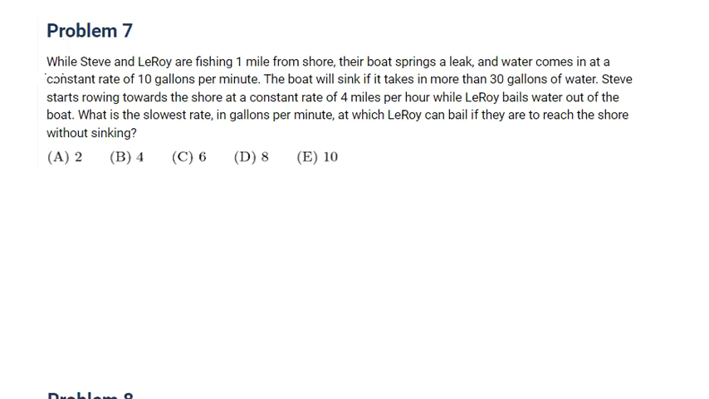Okay, problem 7. While Steve and Leroy are fishing 1 mile from shore, their boat springs a leak, and water comes in at a constant rate of 10 gallons per minute. The boat will sink if it takes in more than 30 gallons of water. Steve starts rowing towards the shore at a constant rate of 4 miles per hour, while Leroy bails water out of the boat. What's the slowest rate, in gallons per minute, at which Leroy can bail if they are to reach the shore without sinking?